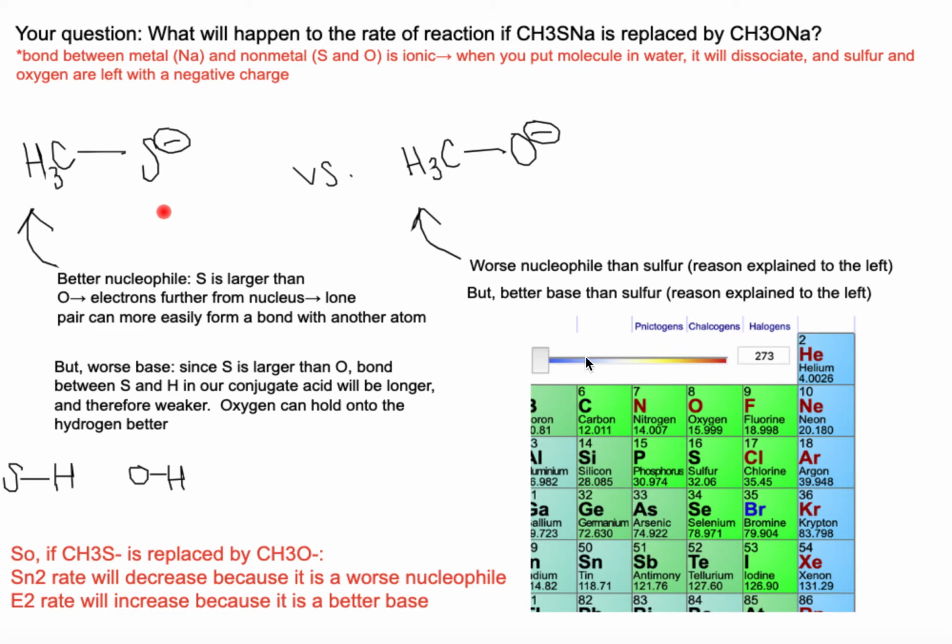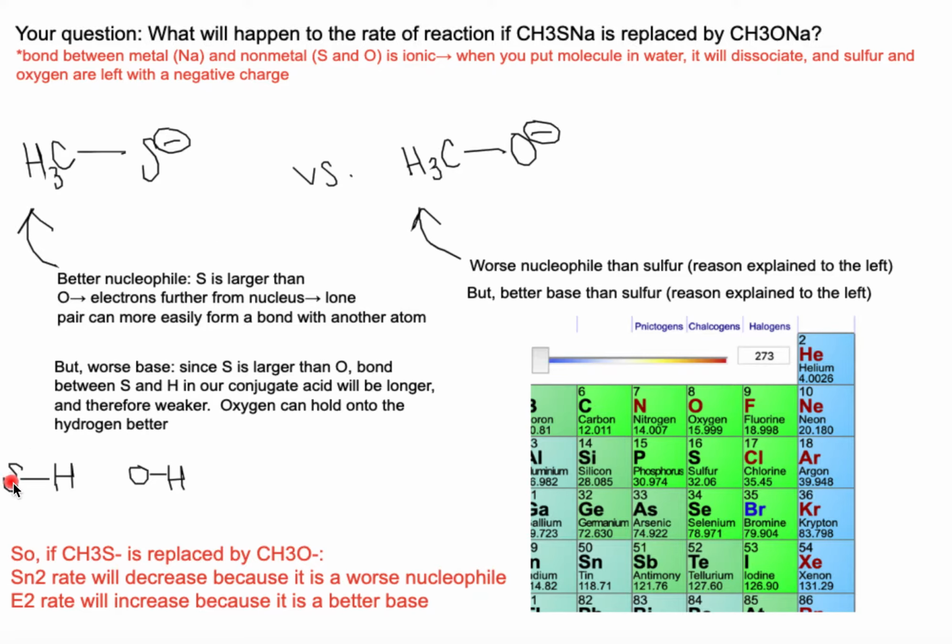Let's consider what will happen to the rate of an E2 reaction, since E2 reactions like stronger bases. What will happen to the rate of an E2 reaction if we change S minus to O minus? As I said, E2 reactions like stronger bases. So what are bases in general? Bases will use this lone pair of electrons here to go out and grab a hydrogen.